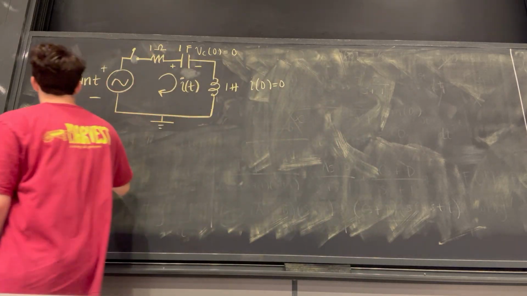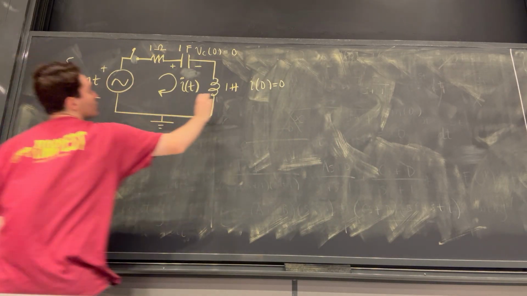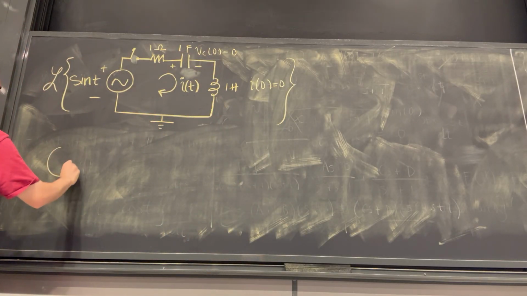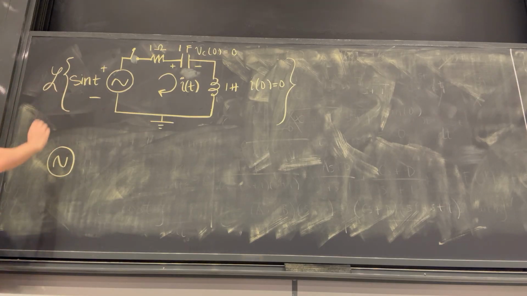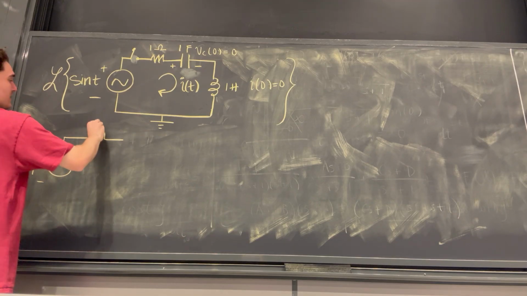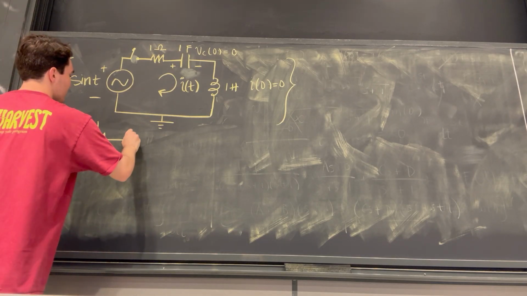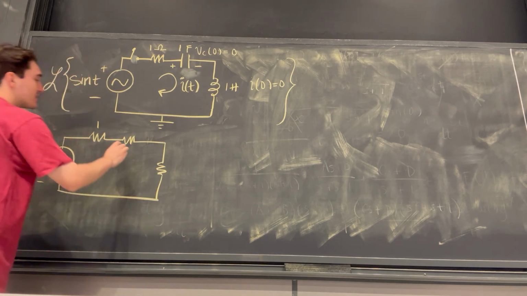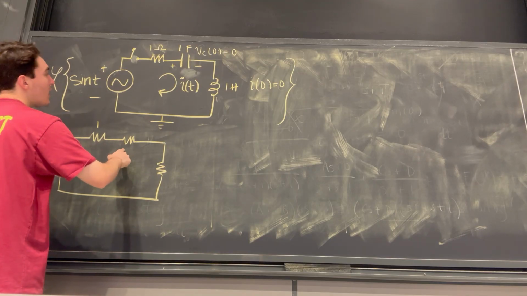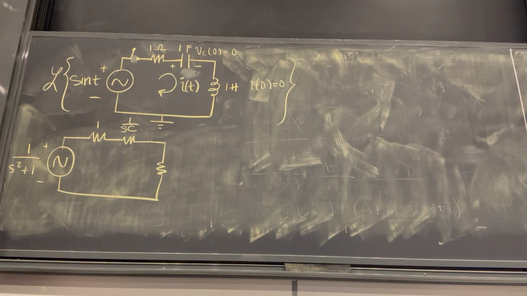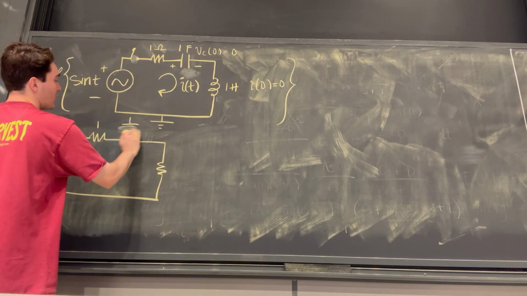So let's apply the Laplace transform to this entire circuit. Let's just draw it out. The Laplace transform of sine of t is 1 over s squared plus 1. The Laplace transform of a resistor is just a resistor. And the Laplace transform transforms capacitors and inductors into resistors as well. Specifically, it transforms capacitors into resistors with a value of 1 over SC. Here, C is 1 farad, so it's just 1 over S.